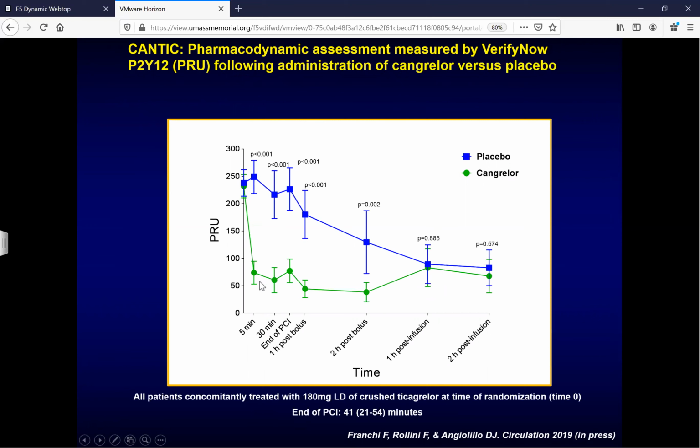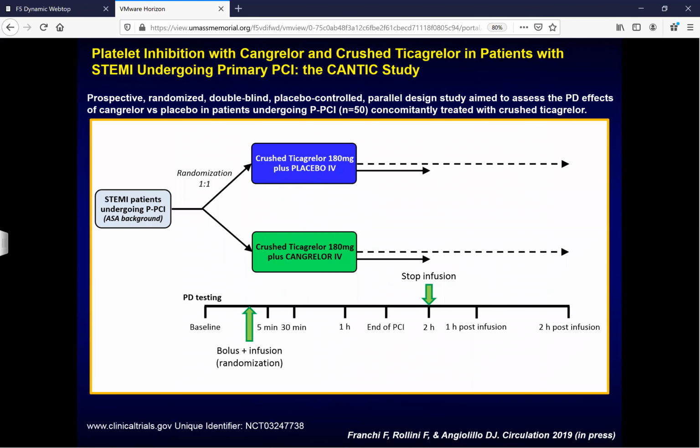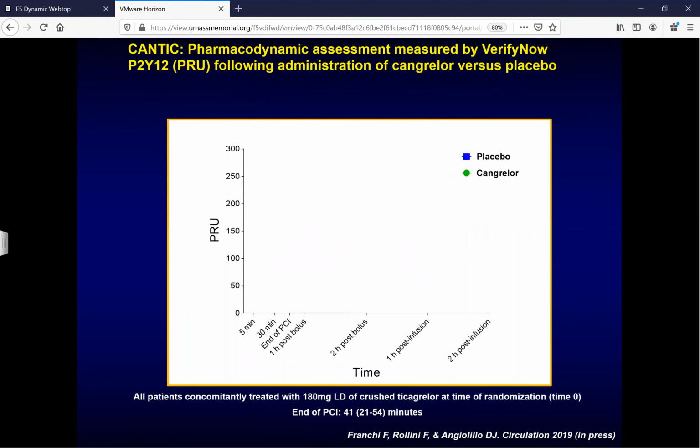For the Cangrelor, as you can see, it drops drastically within 5 minutes. So when you are doing the angiogram or putting a stent in, which is usually around 30 minutes, end of the PCI, if you're not using Cangrelor, you're just using crushed Ticagrelor, the platelet reactive units, which you want below 220, somewhere here, 200, below this number, takes about an hour to drop below that. But if you're giving Cangrelor, it's right down there.